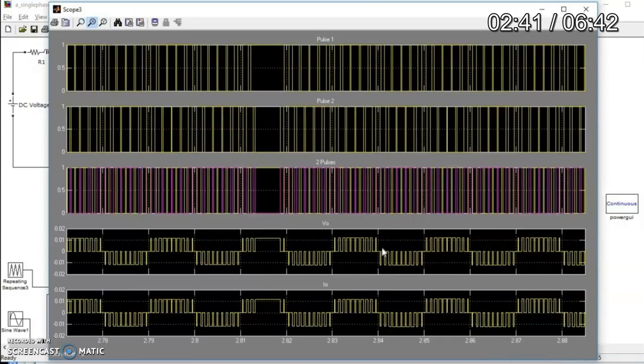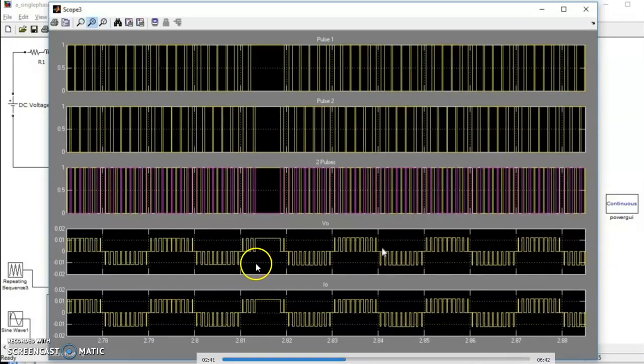See, this is the waveform that is coming. Another thing is the PWM method also. There are four major methods I taught you: single pulse, multiple pulse, sinusoidal pulse, and modified sinusoidal pulse.